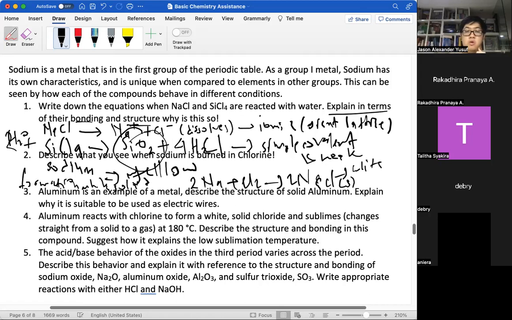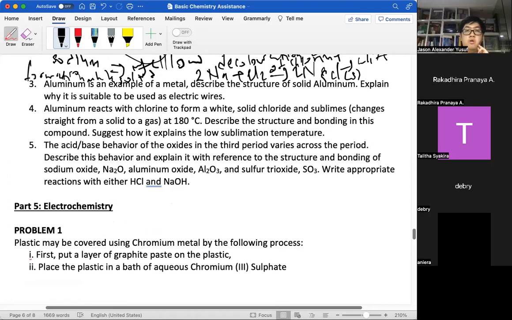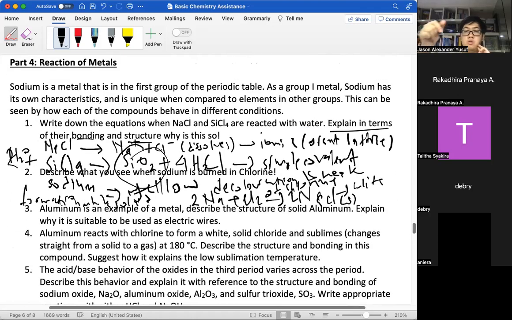And next, for chlorine, because the amount of chlorine decreases as the sodium is reacted, we can see that there's a decoloration of chlorine. Okay, so moving on, and I'm sorry the handwriting is bad because I'm using something like this. So yeah.